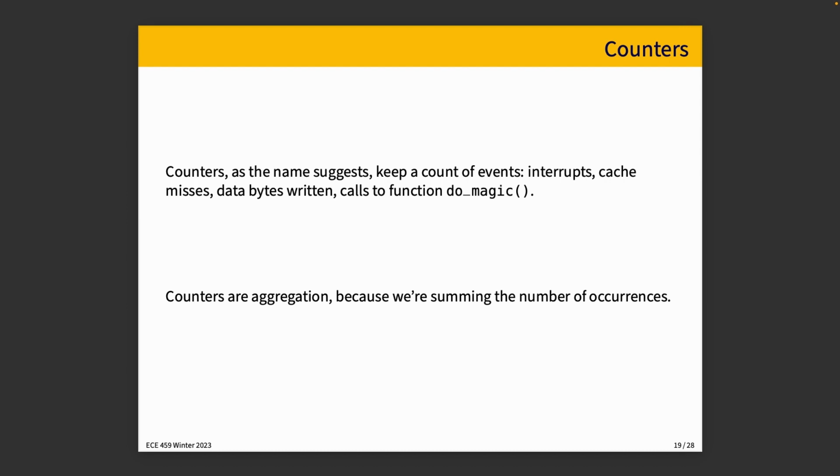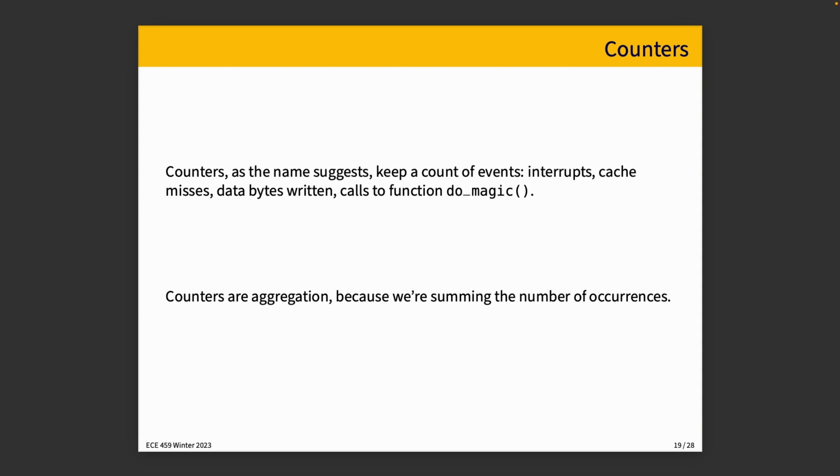And now we'll carry on talking about aggregate measures, which is a category that includes counters. Counters, as the name suggests, keep a count of events: number of interrupts, number of cache misses, amount of data bytes written, number of calls to function do magic. Keeping track of these numbers is relatively inexpensive, especially when compared to other approaches. So counting every occurrence of an event is actually plausible.